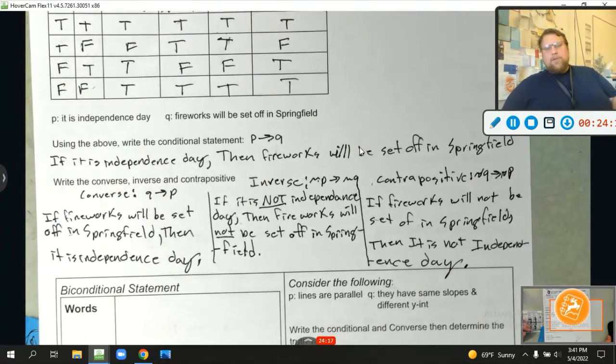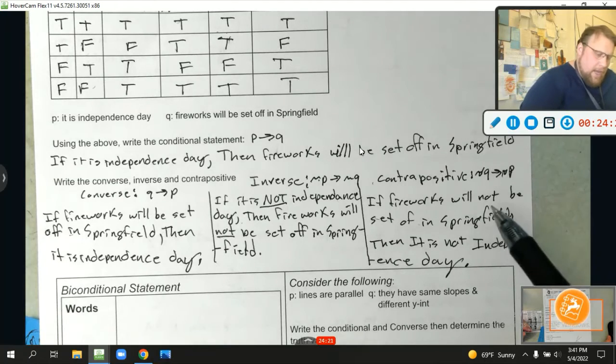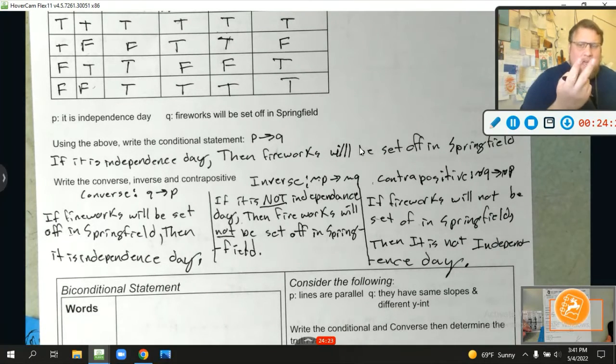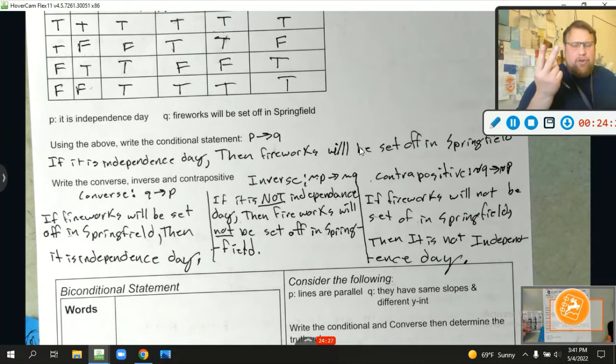Okay, so those are the converse, inverse, and contrapositive. Again, the contrapositive is we flip it and negate it, right? So the converse, we just flip it. The inverse, we don't flip it, we just negate it. But for the contrapositive, we negate it and we flip it. Perfect. All right, for this last one here, just about done.